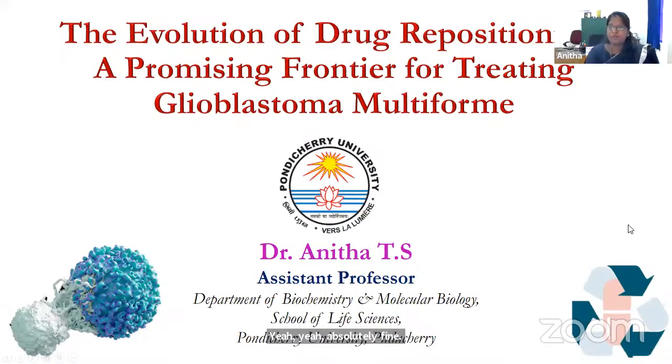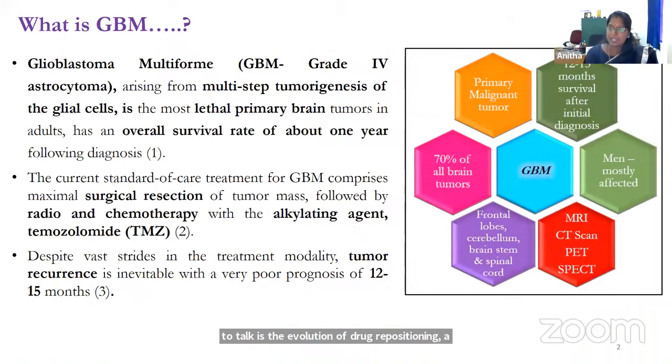The topic of today's session is the evolution of drug repositioning, a promising frontier for treating glioblastoma. So what is glioblastoma? Glioblastoma multiforme is a grade 4 astrocytoma. It arises from a multi-step tumorigenesis of glial cells in the brain, and it is considered to be the most lethal primary brain tumor in adults. The overall survival is only about 1 year after diagnosis.